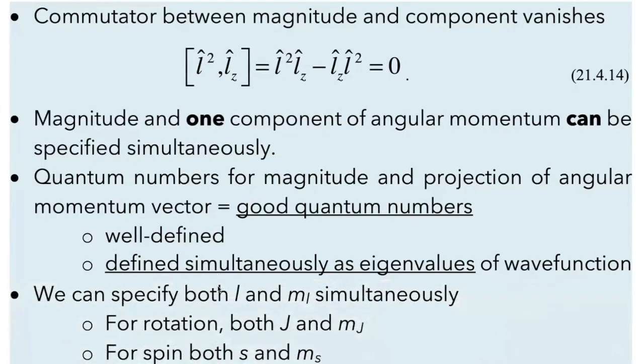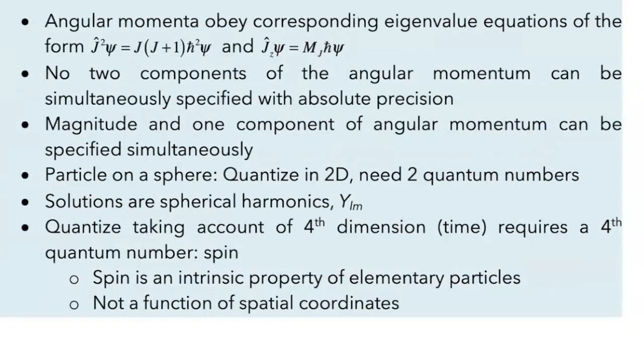So we can specify, for instance, for orbital angular momentum, both L and m sub L simultaneously. If we were talking about rotations, we would be able to specify the magnitude of rotation, which goes with the rotational quantum number J and its component m sub J. Or if we were looking at spins, we could specify both S and m sub S. That, very rapidly, is our introduction to angular momentum.